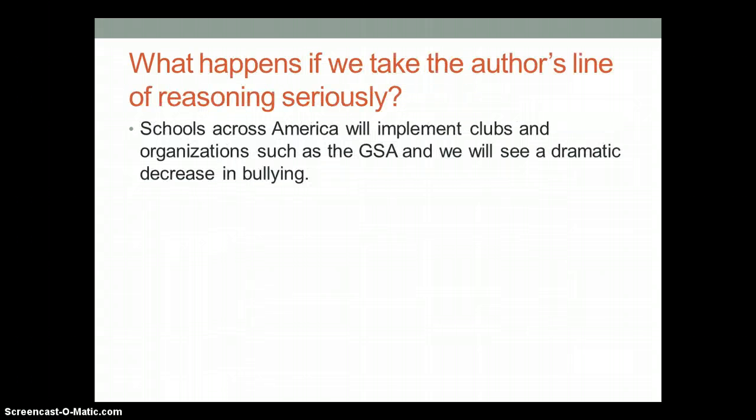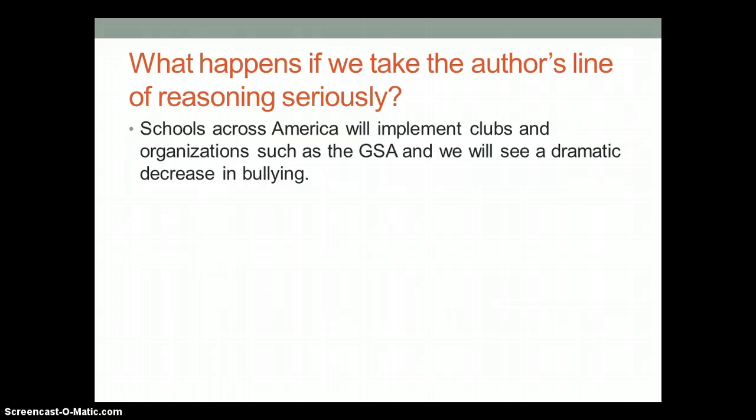What would happen if we take the author's line of reasoning seriously? If we took his reasoning seriously, schools across America would begin to implement clubs and organizations such as the Gay Straight Alliance, and we will see a dramatic decrease in bullying of LGBT students.